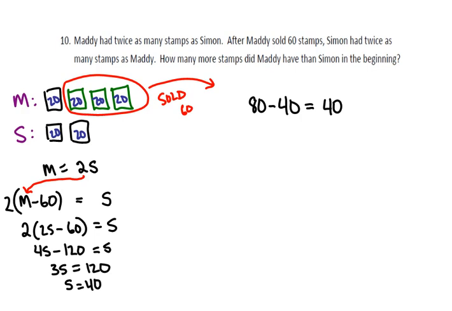Once again, you can see that above. And originally, in the beginning, Maddie had twice as many as Simon. So Maddie has 80, Simon had 40. 80 minus 40 again is 40. That's how many more stamps Maddie had than Simon in the beginning.